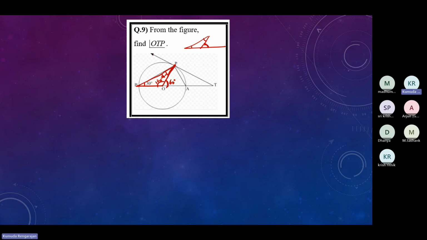OP is the radius. PT tangent, 90 degrees. So in triangle OPT, 90 degrees, 60 degrees. So you can find this using angle sum property. 90, 60, 150. So this is 30. OTP is 30 degrees.